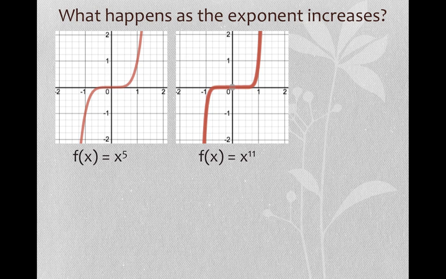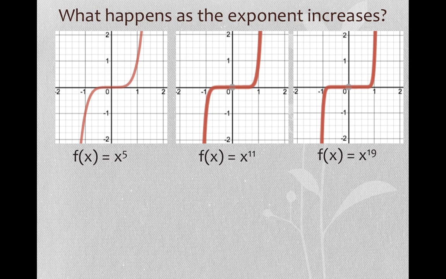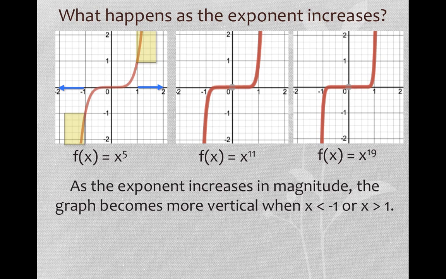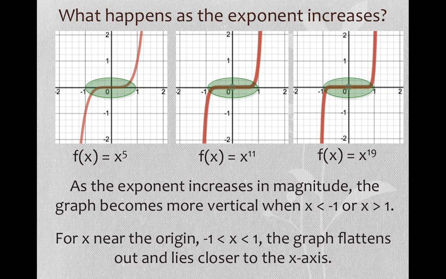So when we have odd numbers for our exponents, the same idea happens. Notice that the points (-1, -1), (0, 0), and (1, 1) are on all three of these graphs. But as the exponent increases in magnitude, as it gets bigger, the graph becomes more vertical when x is less than -1 or x is greater than 1 for each one of these. When x is near the origin, in other words, between -1 and 1, the graph will flatten out and lie closer to the x-axis.